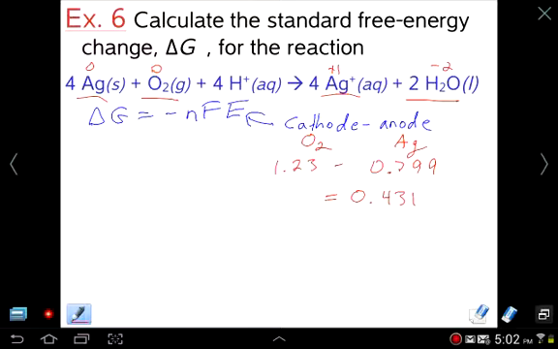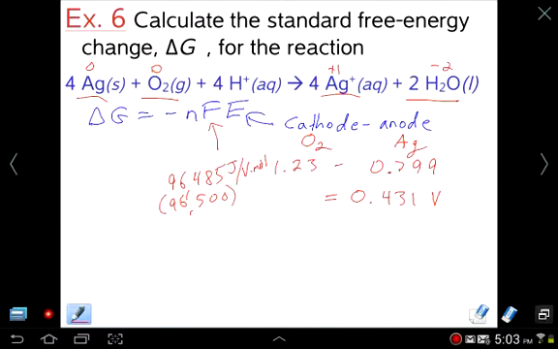This is volts. The F is a constant. F is 96,500, and go ahead and take a look at the exact value: 96,485. Practically, for future references, you could use 96,500. This is usually the rounded version of it, and this would be joules per volt mole.